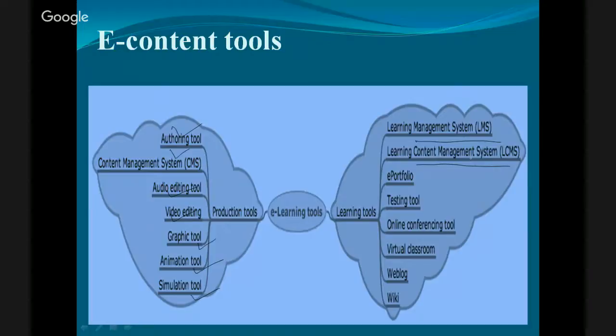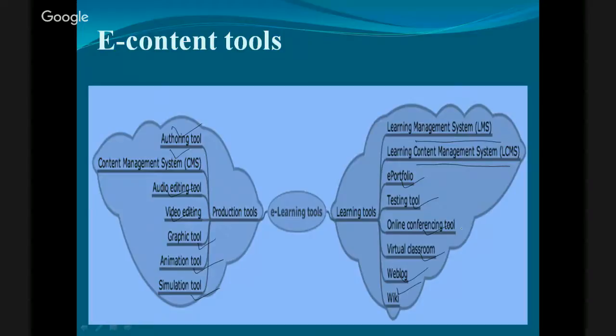In today's class, the demo I want to give you with the help of ToolBook is one part of LCMS. You can learn it, or you can create it, and you can publish also. Similarly, the other software I have given here are e-portfolio, testing tool, online conferencing tool, virtual classroom, weblog, then Wikipedia. That is also one type of learning tool you can see. You can call Wikipedia a learning tool.